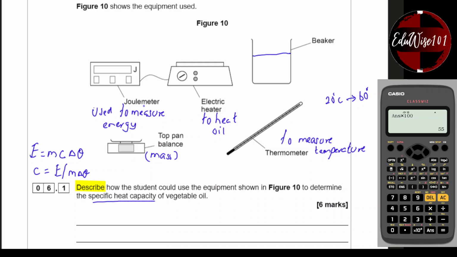And in that 10 minutes, you can use the joule meter to find out how much energy was transferred to the oil. So using the joule meter reading to find the energy, top pan balance to find the mass, and the thermometer to find the temperature change. Using those three pieces of equipment, we can find those three values and use them in this equation to work out the specific heat capacity of vegetable oil. So how would you write this answer here?